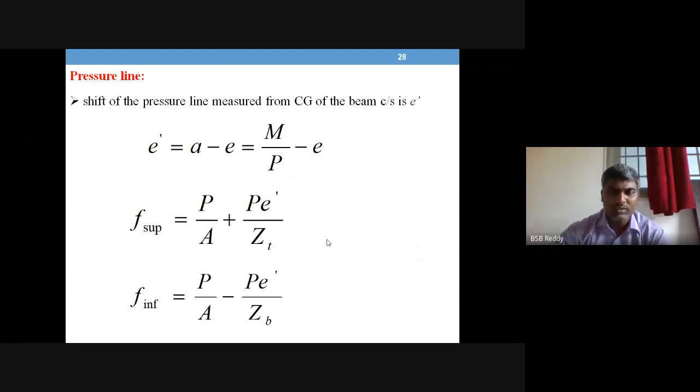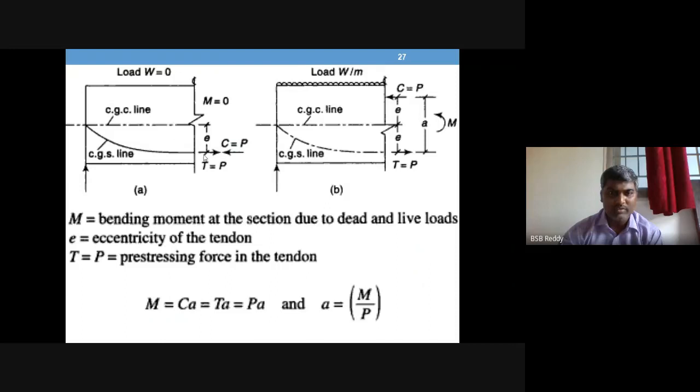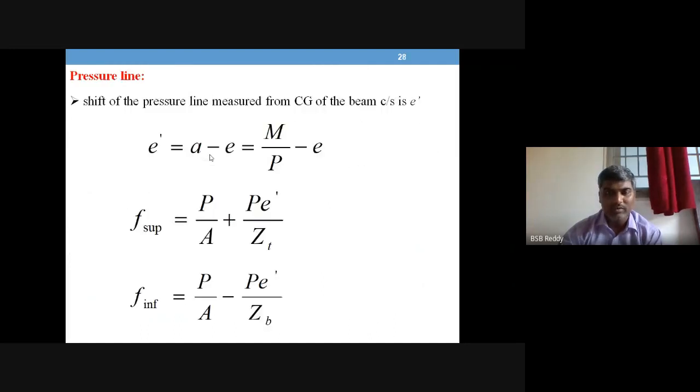Last session, we talked about the pressure line concept, and also elaborately discussed the difference between RCC and pre-stress concrete behavior when resisting the external moment. These are the formulas to be used if you want to evaluate the stress at top and stress at bottom using this pressure line concept.